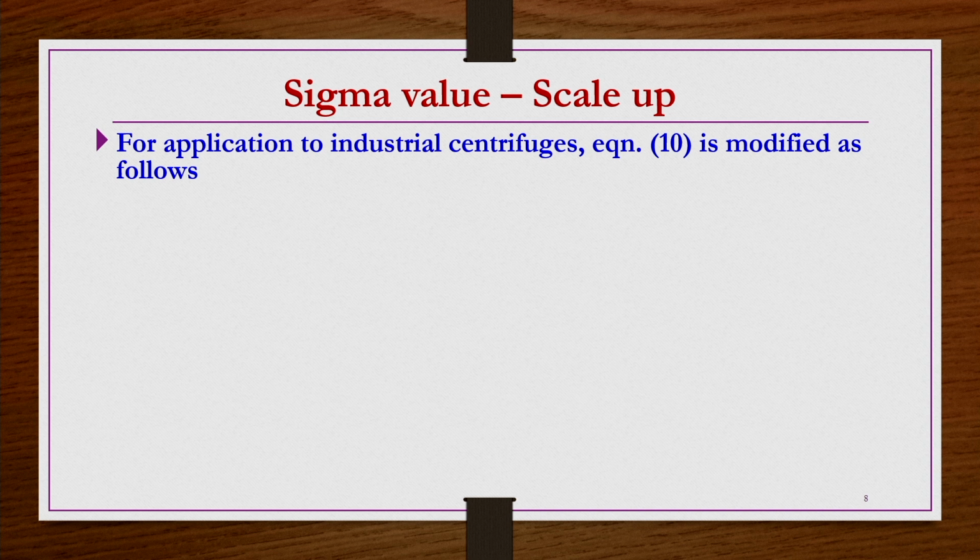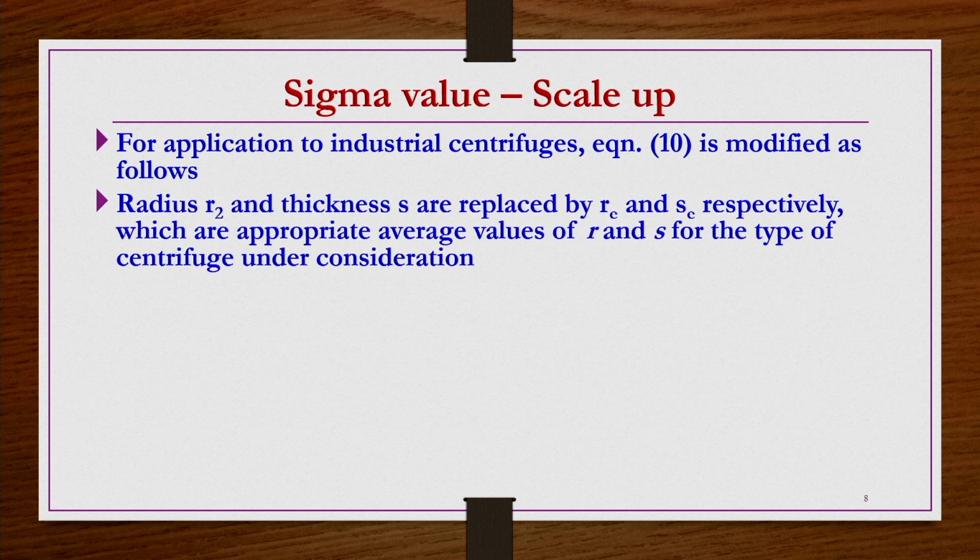For application to industrial centrifuges, equation number 10, which we just derived for the case when R1 is closely equal to R2, is modified like this. So, radius R2 and thickness S are replaced by R_E and S_E respectively, which are appropriate average values of R and S for the type of centrifuge under consideration. Then, equation number 10 that we just derived for Q_C, that is 2 V u_t by S.